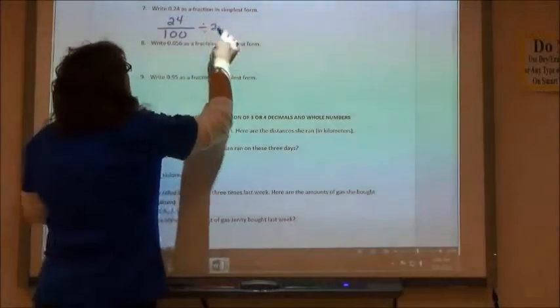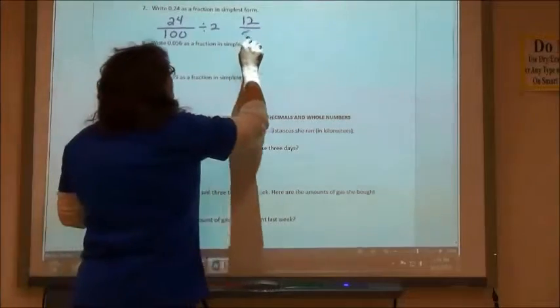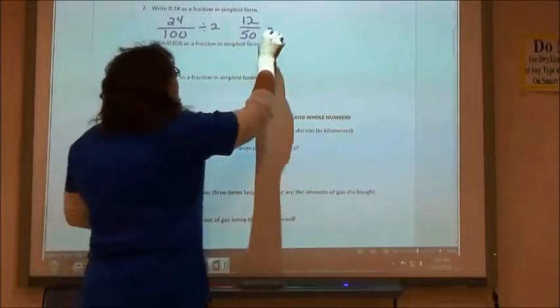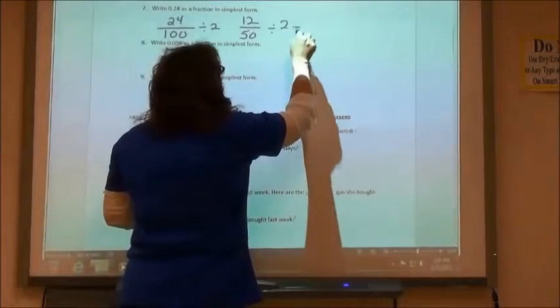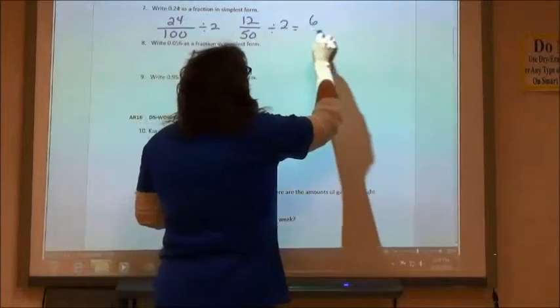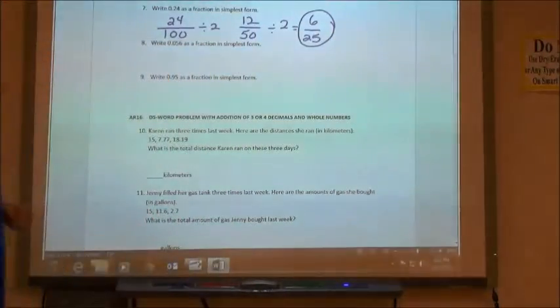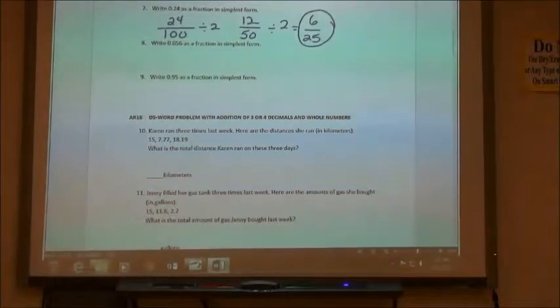If I divide by 2, half of 24 is 12, half of 100 is 50. I can reduce that again. Divide by 2. 12 divided by 2 is 6. 50 divided by 2 is 25. So 6 over 25 would be my fraction in simplest form.